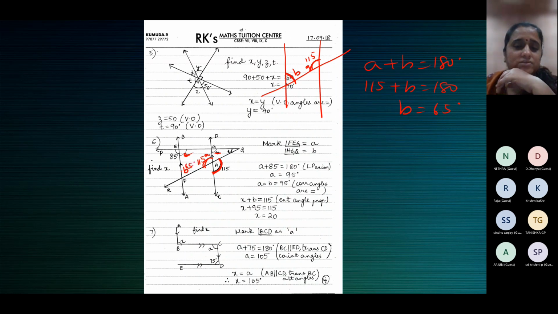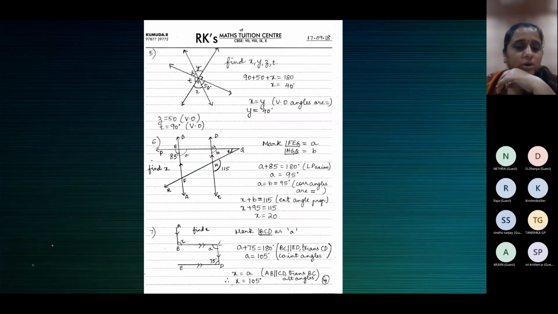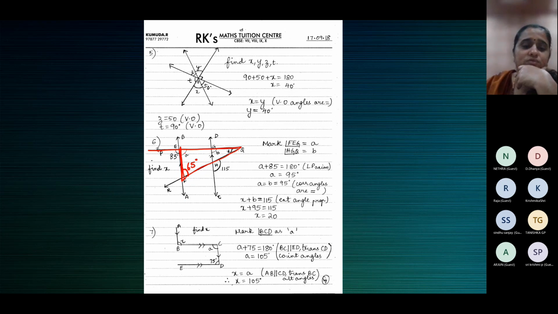This is 65 degrees. So having found B, now I'm taking this big triangle. Okay, I found that this is 65. Now exterior angle property: X plus 65 is equal to 85, because for 85 degrees, this is the interior angle. These are the two interior opposite angles, 65 and X.